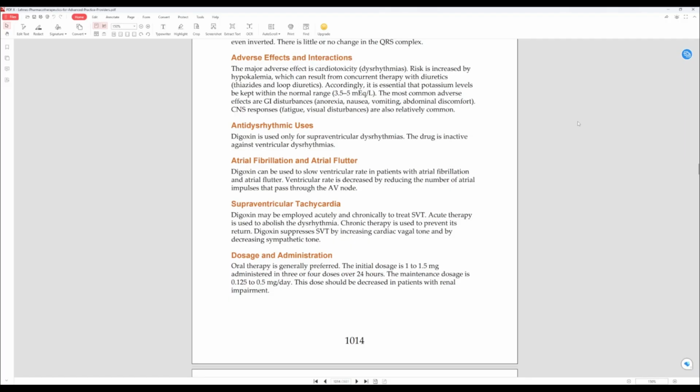Finally, its dosage and administration. Oral therapy is preferred with an initial dose of 1 to 1.5 milligrams administered 3 or 4 times over 24 hours. Maintenance dosage is 0.25 to 0.5 milligrams per day. This dose should be decreased in patients who have renal impairment.